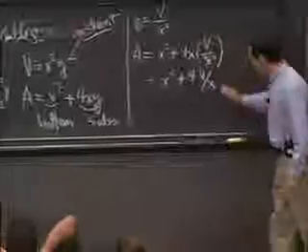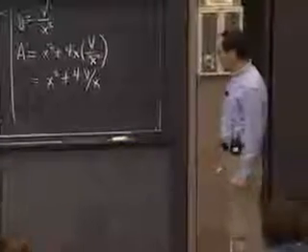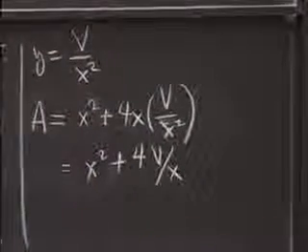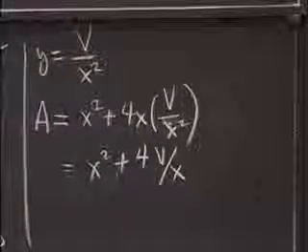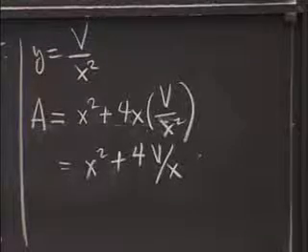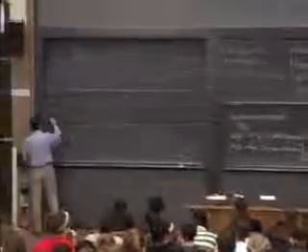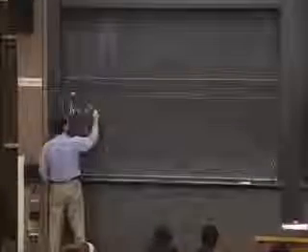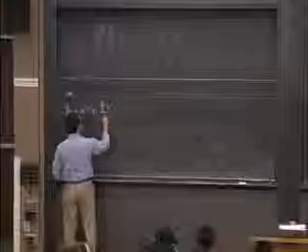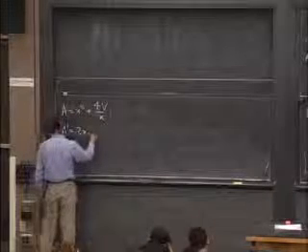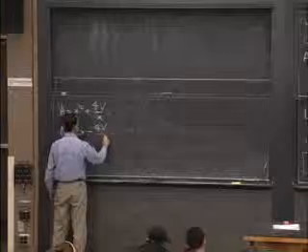Okay, so now, here's our formula for A, and now I want to follow the same procedure as before. Namely, we'll look for the critical point, or points. So let's take a look. So again, A is x squared plus 4v over x, and A prime is 2x minus 4v over x squared.